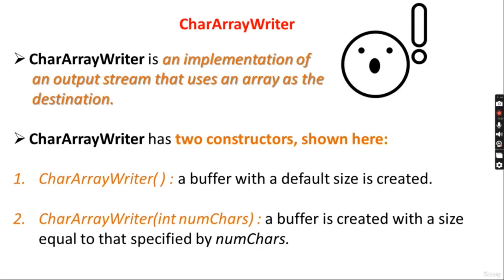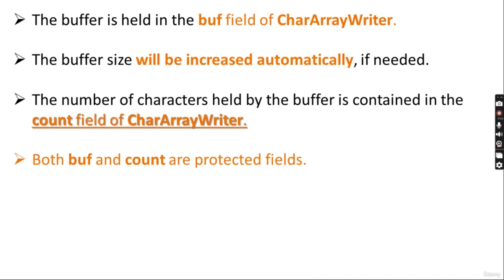Then CharArrayWriter is an implementation of an output stream that uses an array as the destination. So whatever you write, you will write to that particular array. CharArrayWriter has two constructors: CharArrayWriter with no parameter, the default constructor, where a buffer with default size is created, and CharArrayWriter with the number of characters, where the buffer is created with the size equal to that specified by the number of characters.